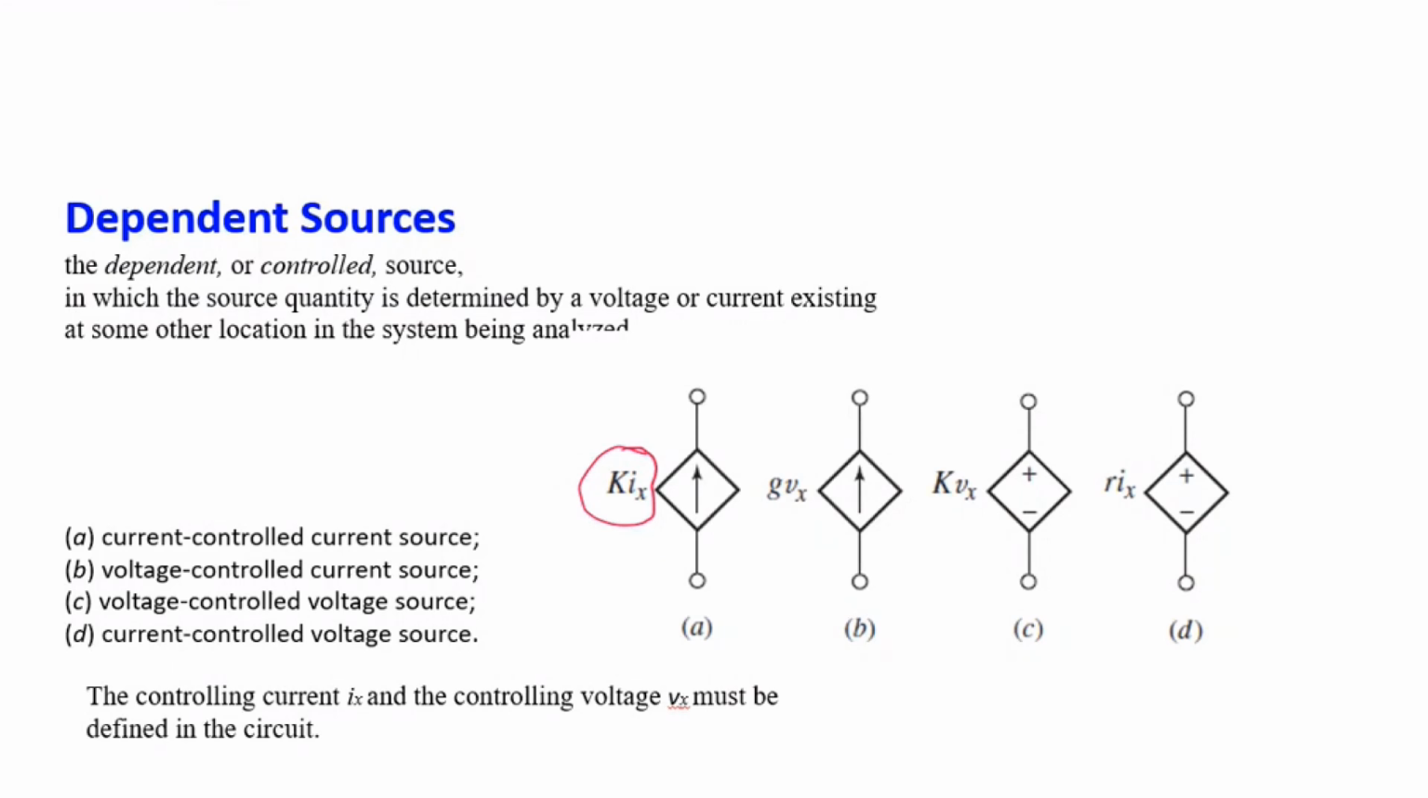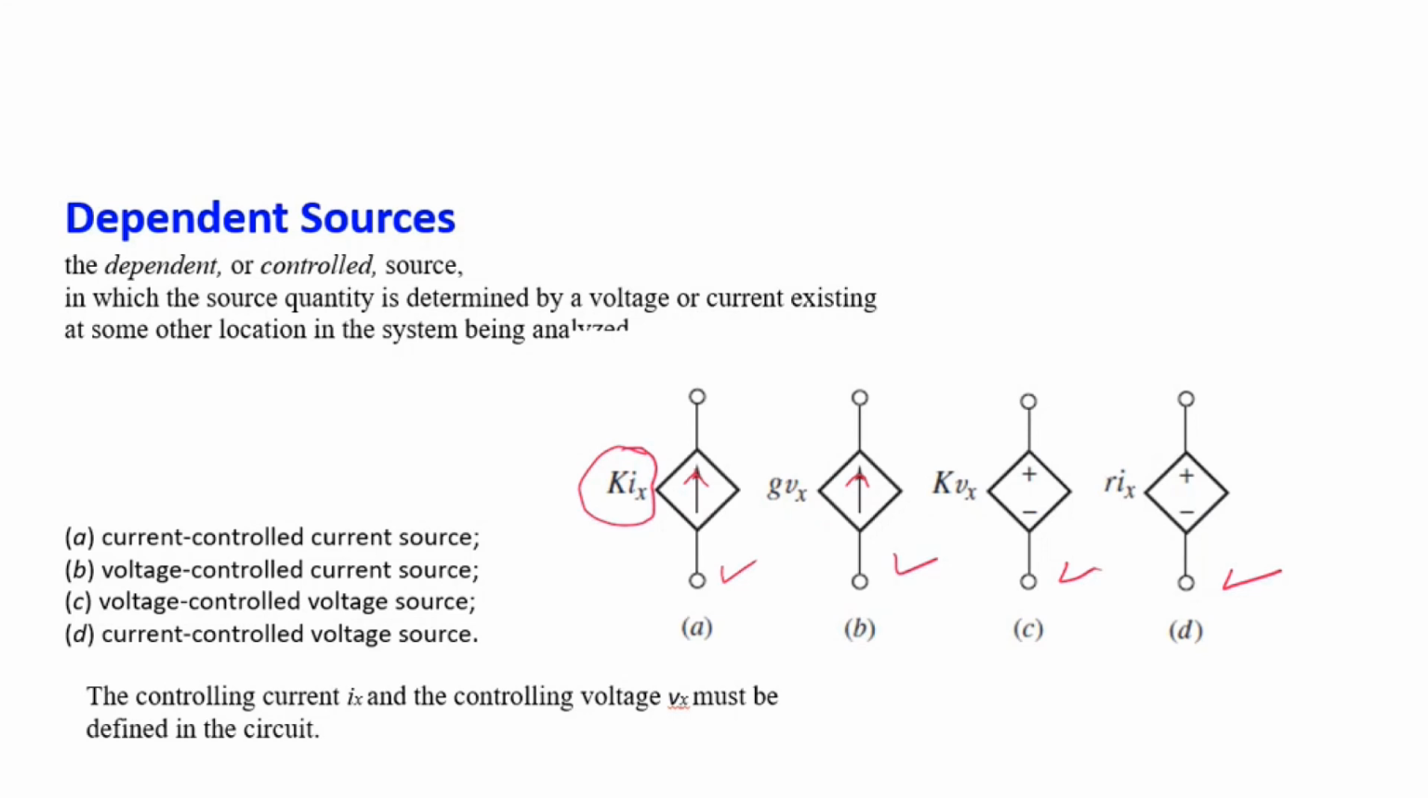It is a current source because the arrow is there, so compulsorily it is a current source. The second is also a current source. And since these have positive and negative signs, they are called voltage sources. So current source, current source, voltage source, and voltage source.